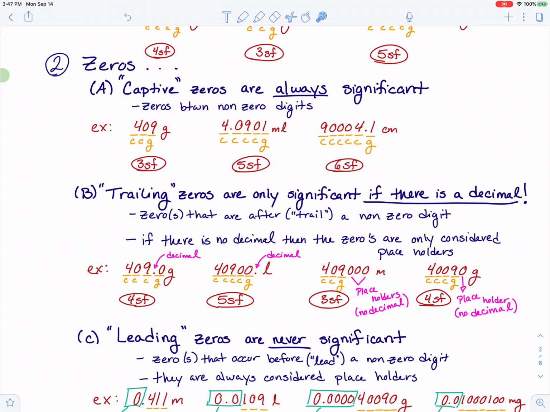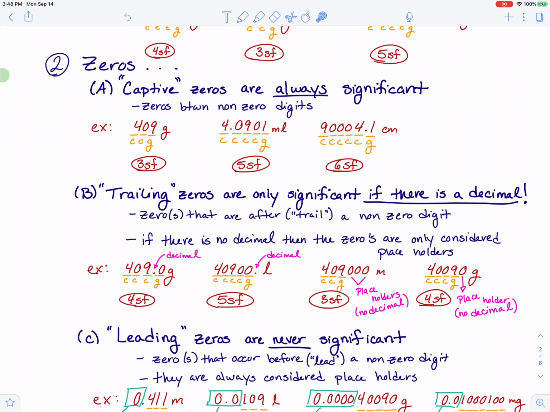In my next number, I've got a 4 and a 9. That decimal does not matter. Because the 0 exists between that 4 and the 9, it's significant. And then here I have another captive 0. It's between the 9 and the 1. It is also significant. Therefore, every single digit in this number is significant. And also, what an amazing tool this is, because look, it is precise to the thousandths place, ten-thousandths place. So this is a really precise tool.